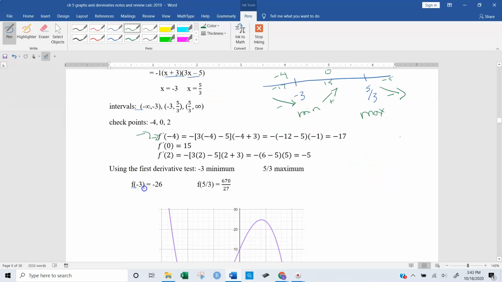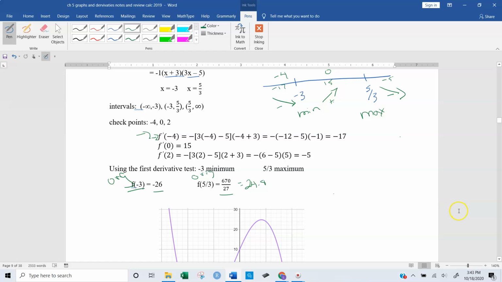So we plug them into f of -3. This is the original. And f of 5/3, again, the original. Using your table mode, we'll get -26 and 67 over 20, which I calculated out as 24.8.